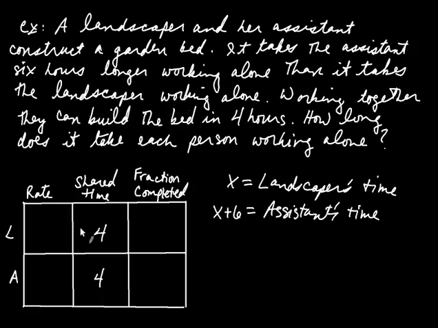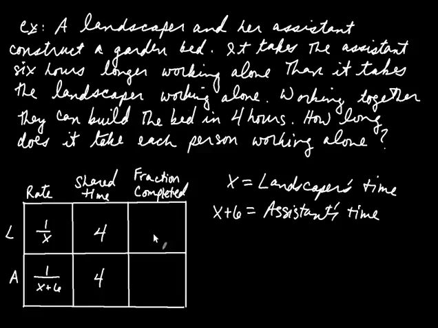They don't represent rates themselves, nor do they obviously represent fraction completed. But what is the landscaper's rate if you know the landscaper's time? Well, as we discussed a moment ago, it's 1 over the time, right? So if this was like 5 hours, the rate would be 1/5 of the job per hour. In this case, it's going to be 1 over x. That's the landscaper's rate. And likewise, what do you think the assistant's rate is going to be? Well, it's going to be 1 over the assistant's individual time, which is x plus 6.